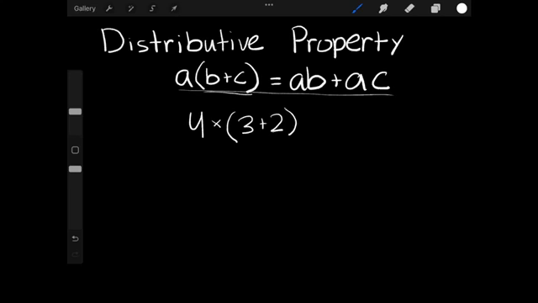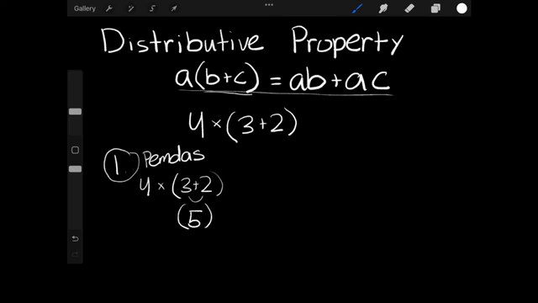So, there's two ways we can solve this. The first way is using PEMDAS. So, 4 times 3 plus 2. The first step we're going to want to do is the stuff that's in the parentheses. So 3 plus 2. Well, 3 plus 2 is 5. Bring it down. Times 4. 4 times 5 is 20. So that would be our answer.